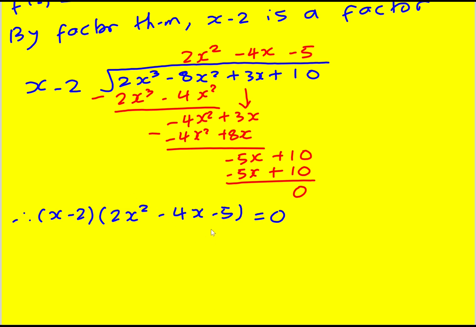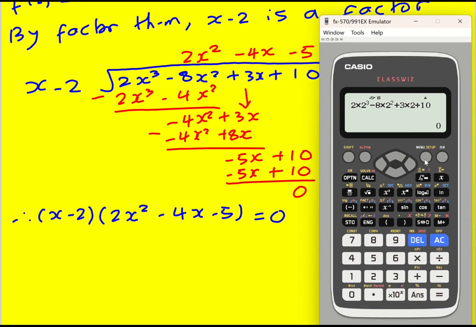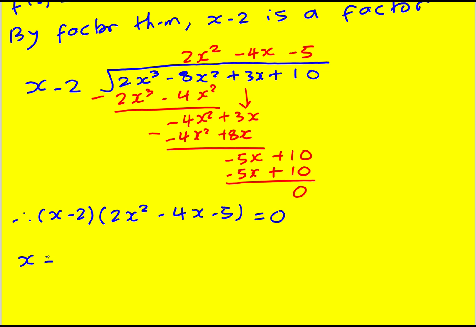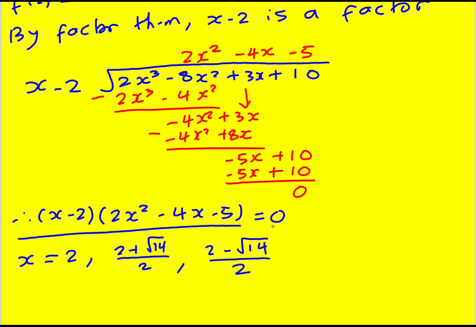What about the rest? Now you can try and factorize it. It's a bit awkward. Actually, it turns out to not factorize. So you can use the solver on your calculator, polynomial degree 2, just type it in. Which gives 2 plus or minus root 14 over 2. Here we go, that's the solutions.